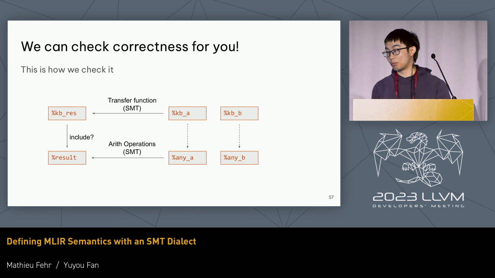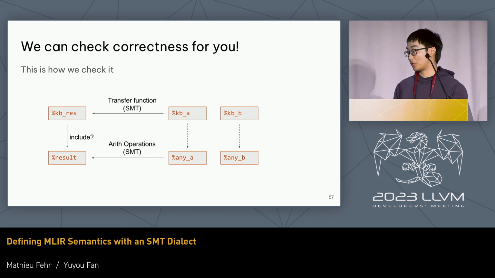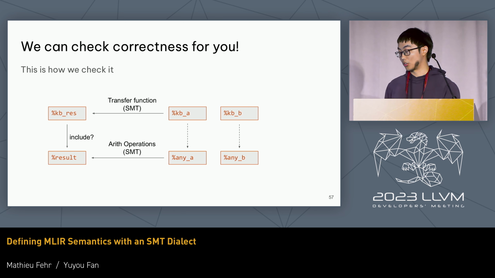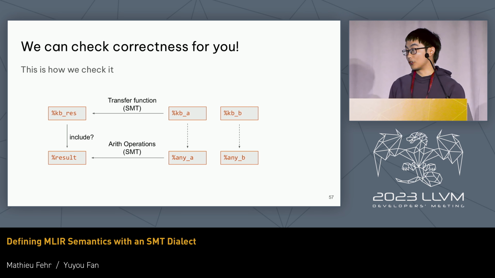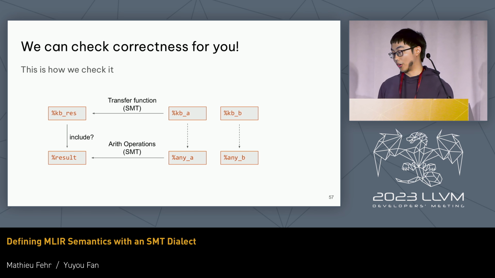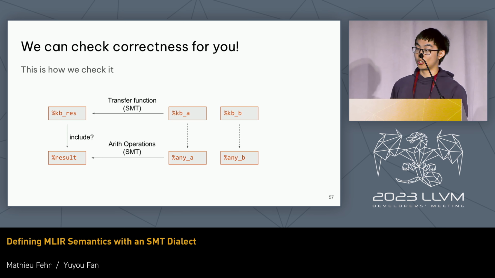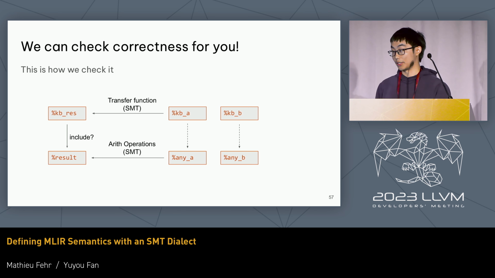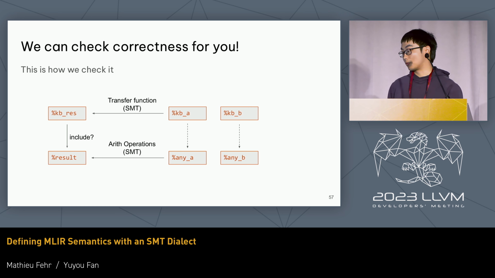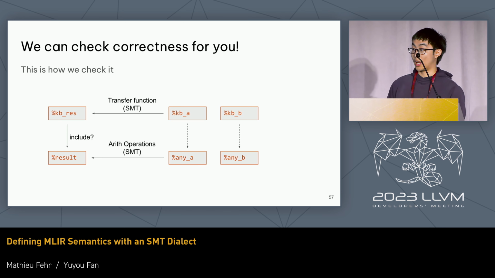Since we already have the known bits, say for two operands A and B, we can apply the SMT version of transfer functions and get a known bits result. And here, we also can get two instances from the two known bits and call them any A and any B. By applying the SMT version of arith semantics, we can get a result. So all we need is to check if the known bits result includes the result. If it does, then our implementation is correct. If not, our tool can give you a counterexample.